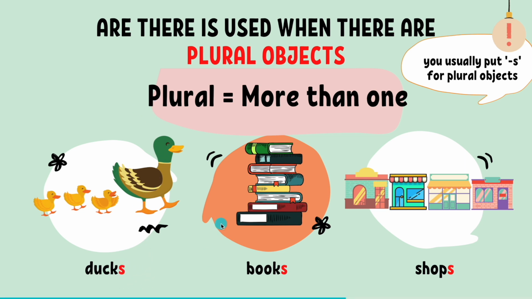Ducks. Okay, another example is books. There are 1, 2, 3, 4, 5, 6, 7, 8. So, there are 8 books. Then, another example is shops. Kalau satu shop, kalau ada satu kedai, we call it shop. Tapi sebab there are 4 shops here, ada 4 kedai, we call it shops. See, at the back of the object, we will put S.